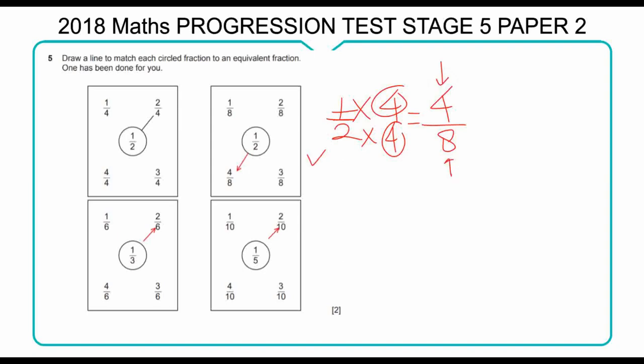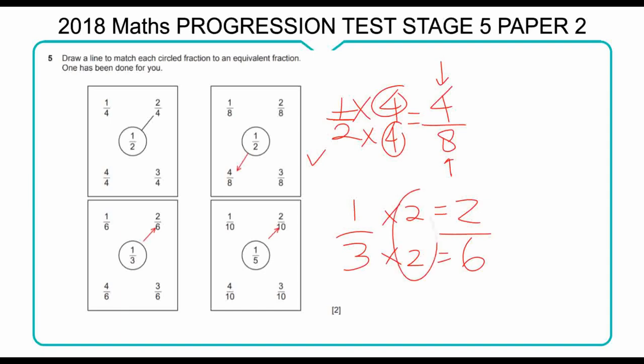The same applies to this one, 1 over 3. How do we convert into 2 over 6? 1 we times 2 to get 2, and 3 times 2. As long as it is the same number, we will get an equivalent fraction. 1 over 3 is equivalent to 2 over 6.